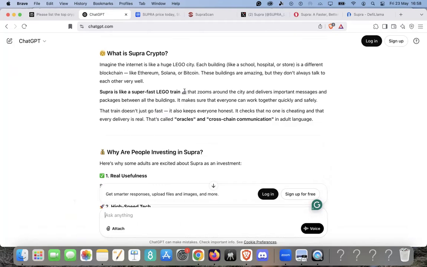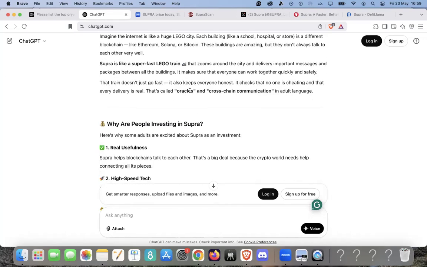Imagine the internet is like a huge Lego city. Each building, like a school, hospital, or store, is a different blockchain, like Ethereum, Solana, or Bitcoin. These buildings are amazing and they don't always talk to each other very well. Supra is like a super fast Lego train that zooms around the city and delivers important messages and packages between all the buildings. It makes sure that everybody can work together quickly and safely. The train doesn't just go fast, it also keeps everyone honest. It checks that no one is cheating and that every delivery is real. These are called oracles and cross-chain communication in adult language.